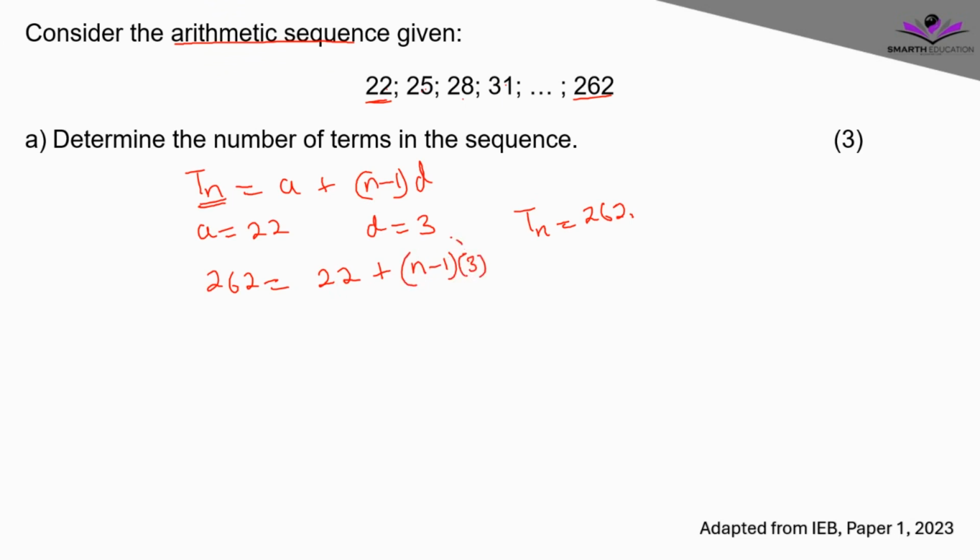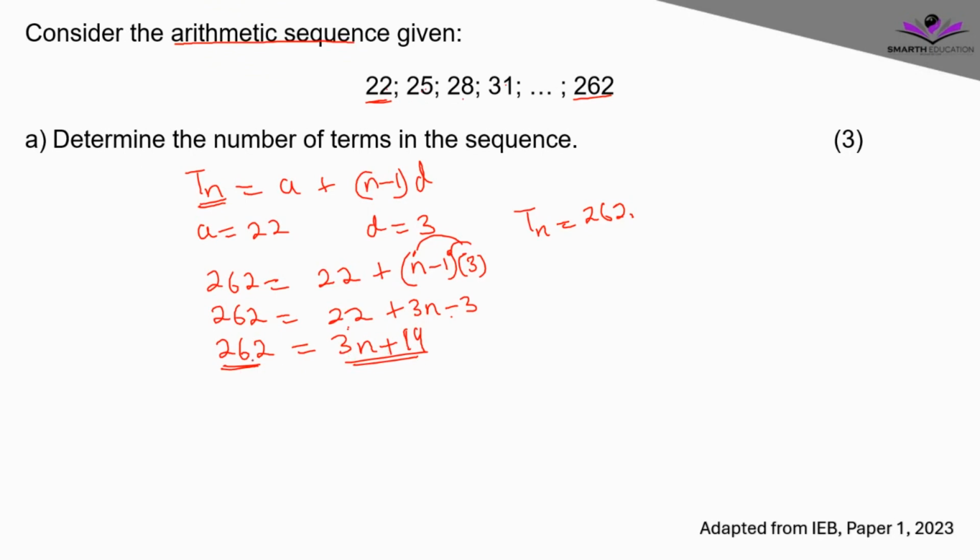Okay. Then we can distribute this. So it becomes 262 is equal to 22 plus 3n minus 3. Right? And then 22 minus 3, that is 19. So 262 is equal to 3n plus 19. Then here, this is actually our general term. This is our Tn, 3n plus 19, that's our general term.